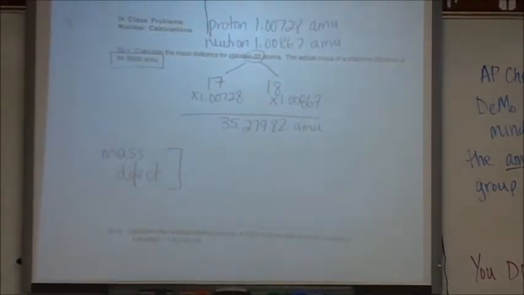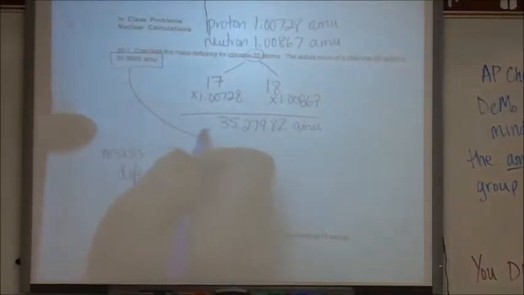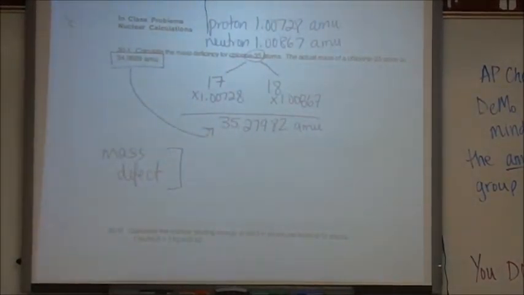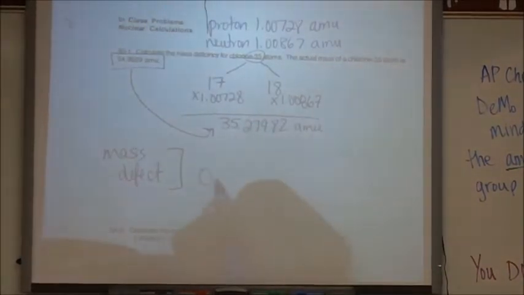So we're going to calculate the mass deficiency or mass defect by doing what? This couldn't be any easier, folks. Subtract the 35.27982 minus 34.9689, and we get a mass defect of 0.31092 grams per mole, AMUs.